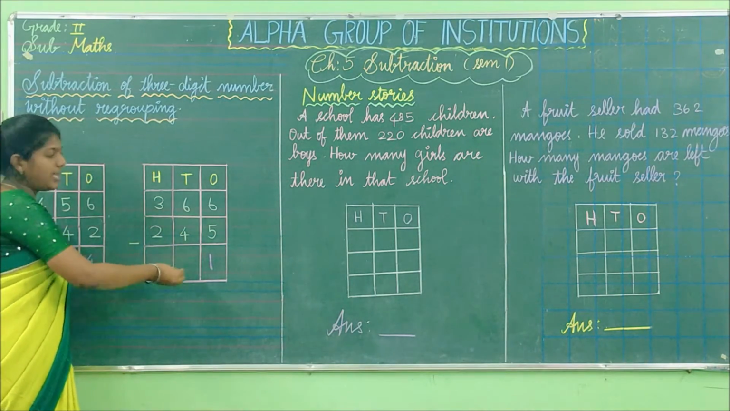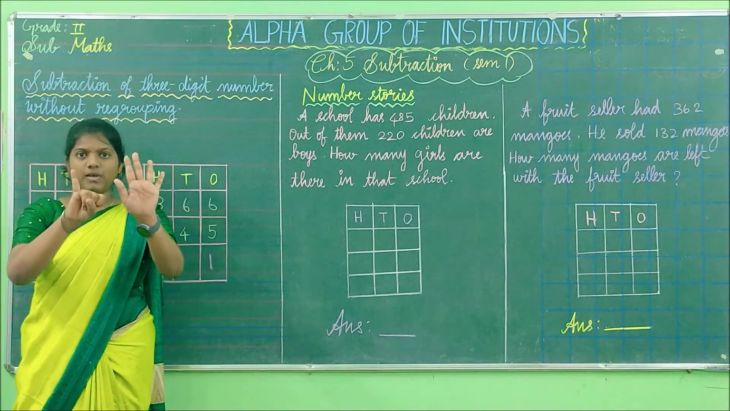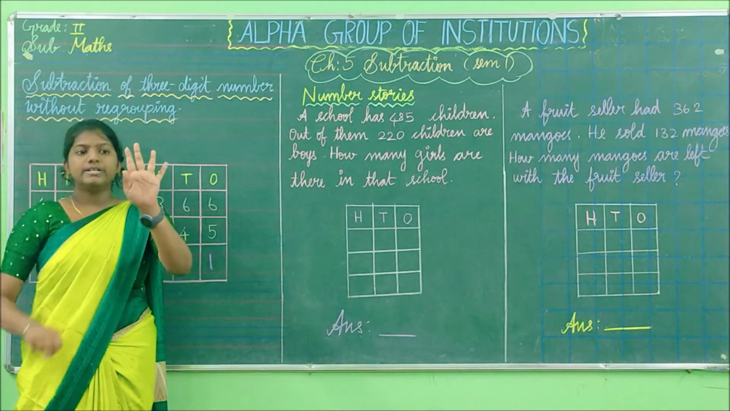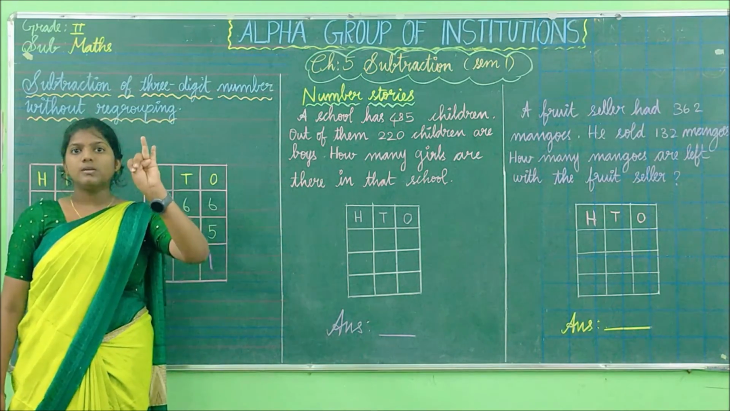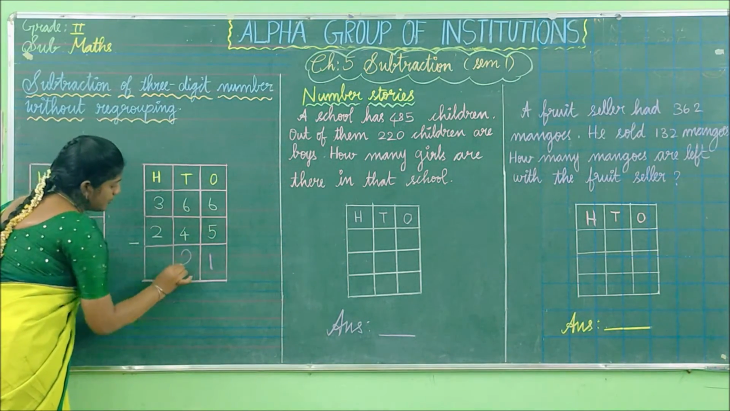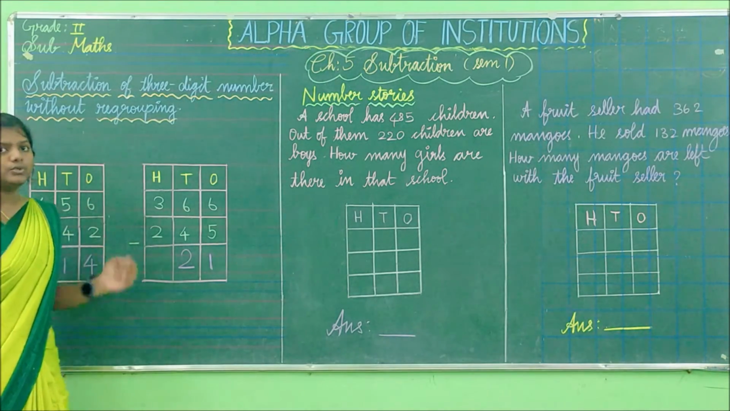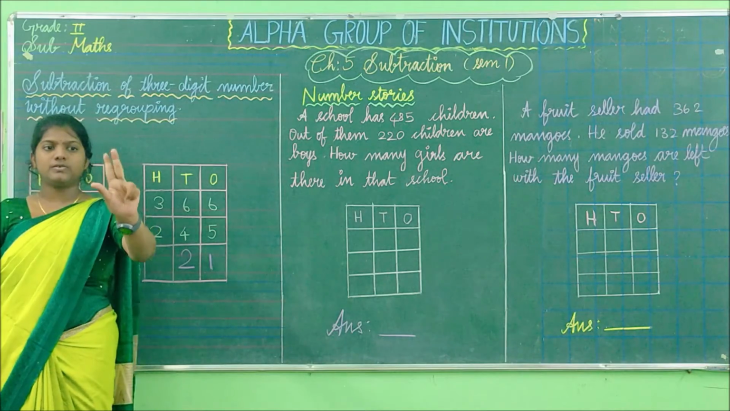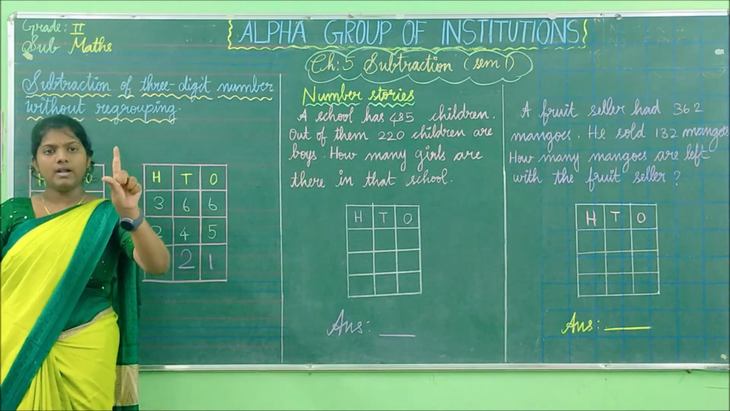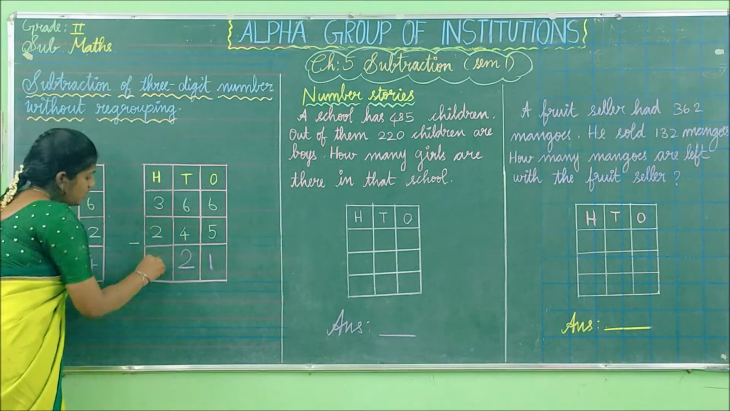And see the next column, 6 minus 4. So again I am taking 6 fingers and now I am going to take away 4. So 1, 2, 3, 4. So remaining how many? 2. So I am going to write 2 here. And see the hundreds column, 3 minus 2. For that I am going to take 3 fingers and take away 2 fingers. 1, 2. So remaining how many? 1. So I am going to write 1 here.